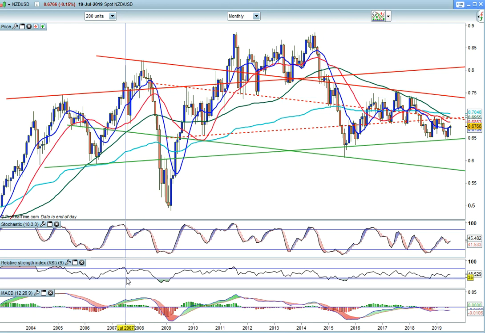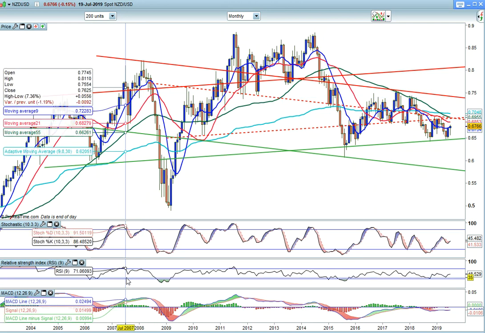Good morning. We're looking at the monthly, I call it the Kiwi. It's the New Zealand dollar. You know, being a bank trader, you do get to know these different currencies by their different names. But obviously, in the retail market, Kiwi is New Zealand dollar. So, we're looking at the monthly chart.